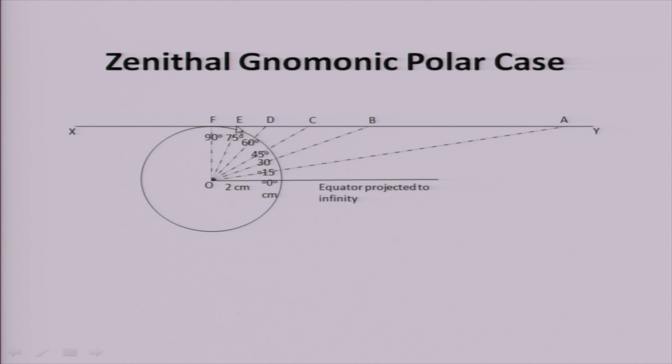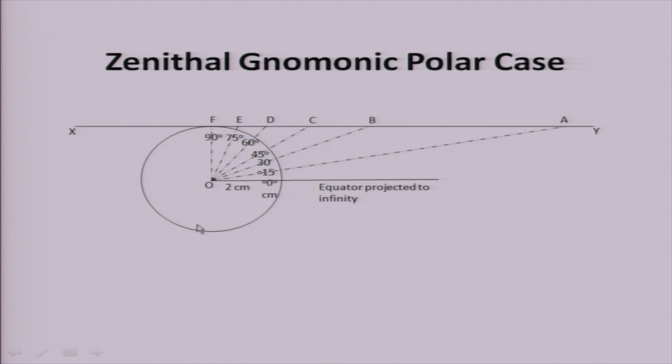And with the help of this graphical construction, we get the radii of all the parallels. Like FE represents the radii of parallel 75 degree north latitude. FD represents the radius of parallel 60 degree north latitude, and similarly FA represents the radius of 15 degree north latitude. You can see that equator in this case is not projected because it is projected to infinity, it is parallel to the projecting surface.